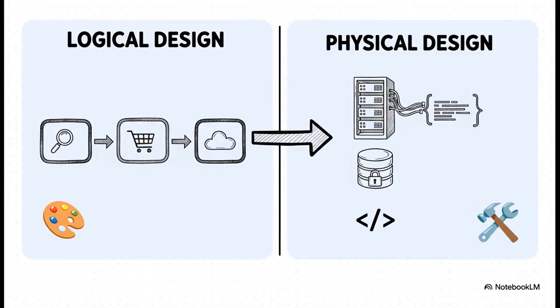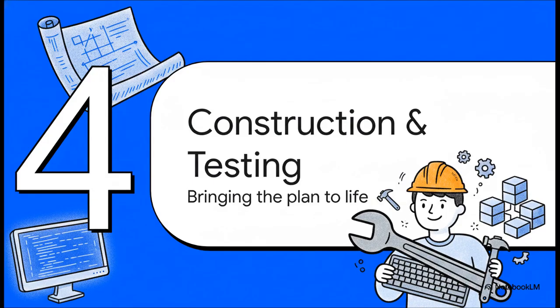And that blueprint brings us to the next 2 phases, which often happen at the same time: logical and physical design. The best way to think about this is, logical design is the architect's drawing. It focuses on what the system will do from a user's perspective. Physical design, on the other hand, is the engineer's spec sheet. It gets into the nitty-gritty of how it will actually be built, what servers, what databases, what programming languages. It's the what versus the how. So with that super detailed blueprint complete, the hard hats come on and the construction phase can finally get started.